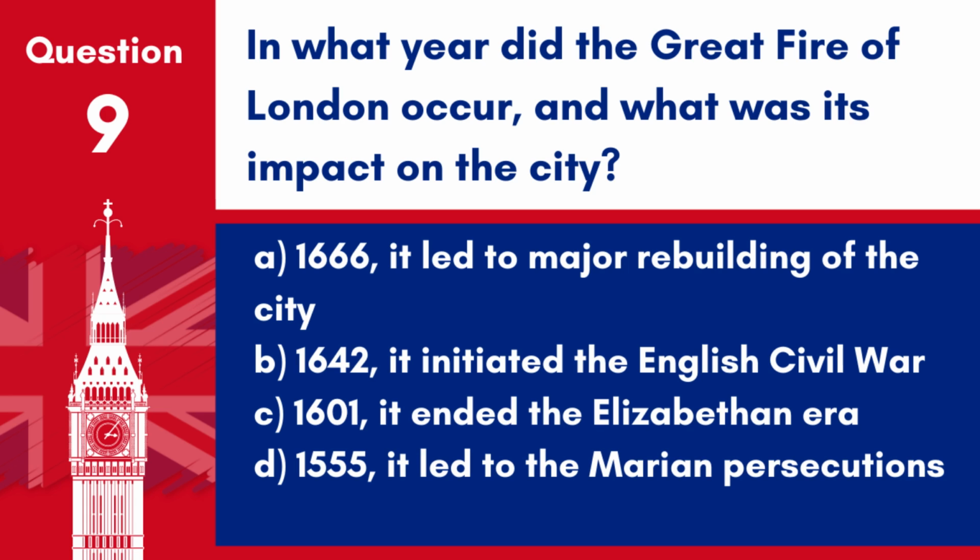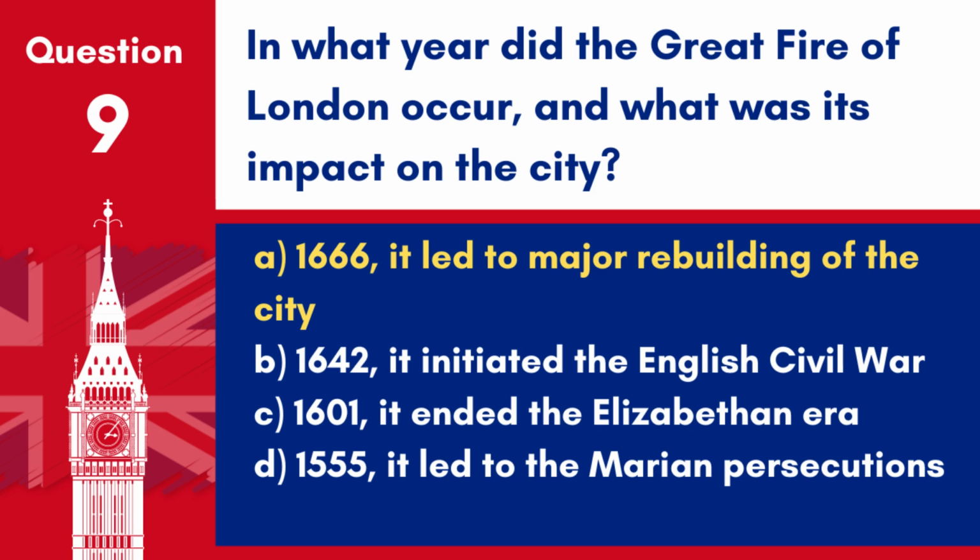Question 9. In what year did the Great Fire of London occur, and what was its impact on the city? A. 1666. It led to major rebuilding of the city. B. 1642. It initiated the English Civil War. C. 1601. It ended the Elizabethan era. D. 1555. It led to the Marian persecutions.